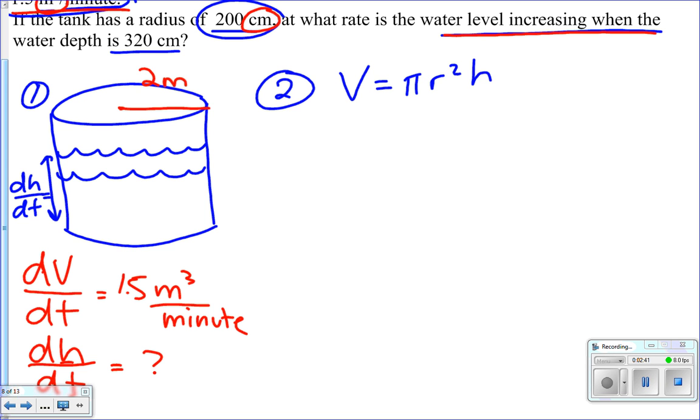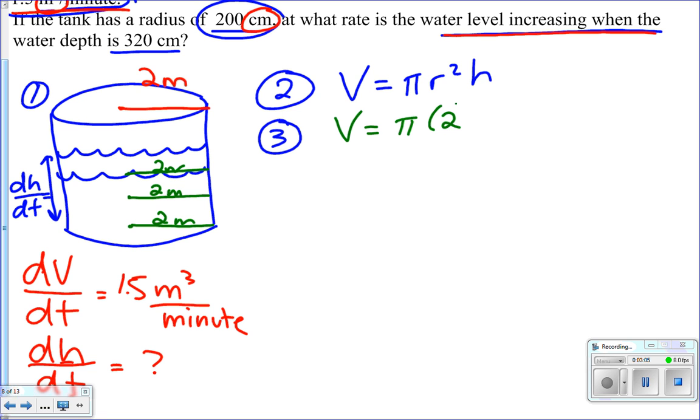In step 3, you always want to substitute any fixed values. We do have a fixed value for this question. Notice that as the height is increasing, one dimension that does not change is, of course, the radius. So it stays 2 meters the whole way. So that's a fixed value, so you can sub that in. Volume is equal to pi times 2 meters squared times the h value. So if I clean this up a little bit, it's going to be 4 pi h.